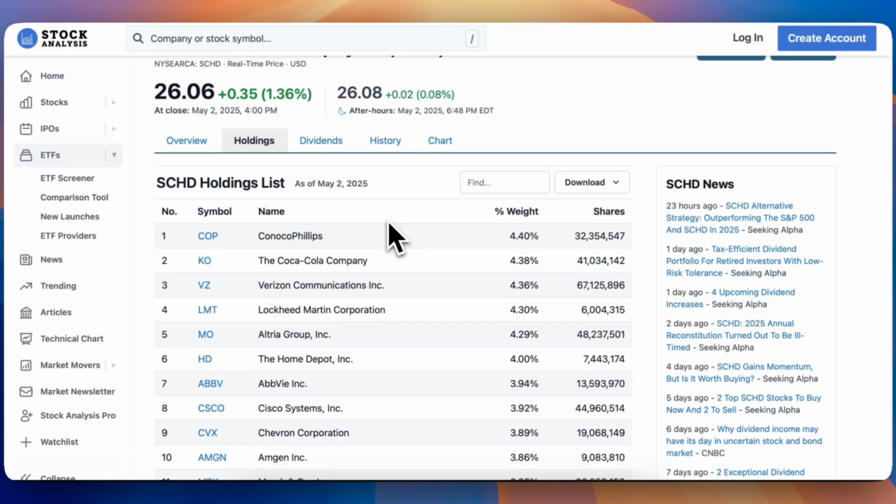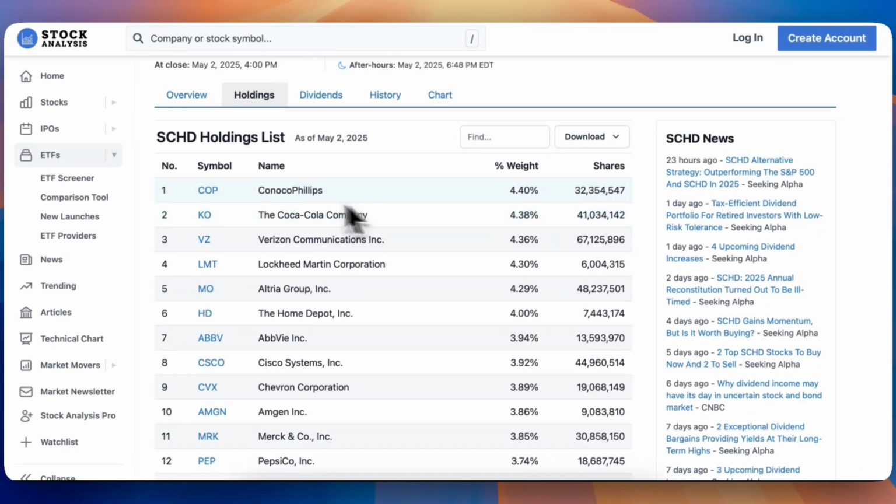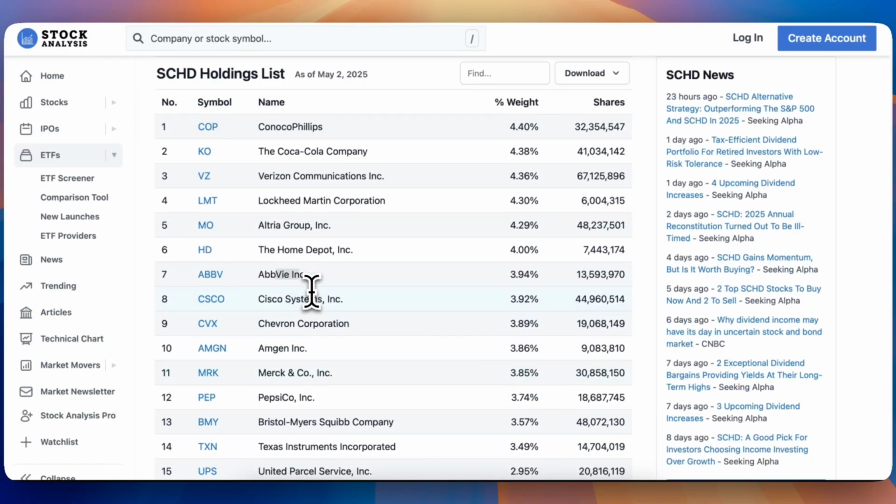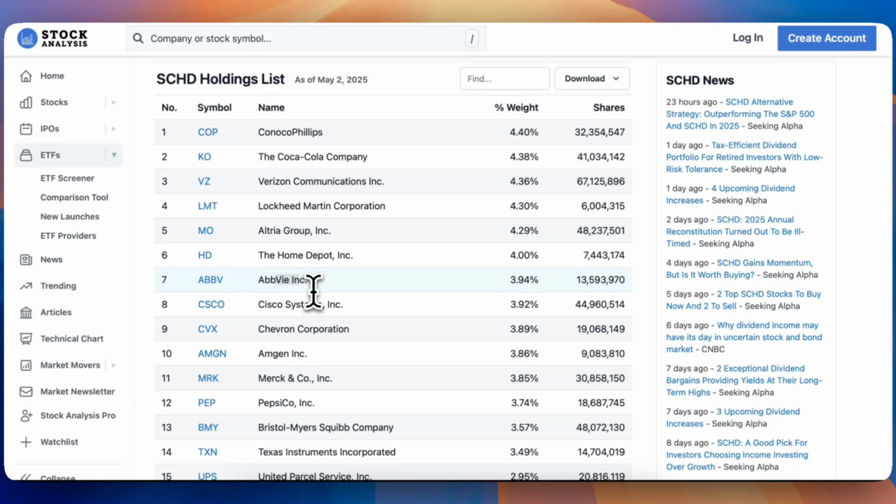Now, this ETF does have many awesome holdings. As we can see, some of the top holdings are going to be ConocoPhillips, which was recently added to this ETF. We have, of course, Coca-Cola Company, a very staple dividend stock, Verizon, Lockheed Martin, Altria Group, Home Depot, AbbVie. So we have a lot of dividend paying stocks, very high quality. The best thing about this ETF is it has a lot of dividend growers. A lot of these stocks in this ETF have been growing their dividends over the long term. So we know this is a very stable ETF.